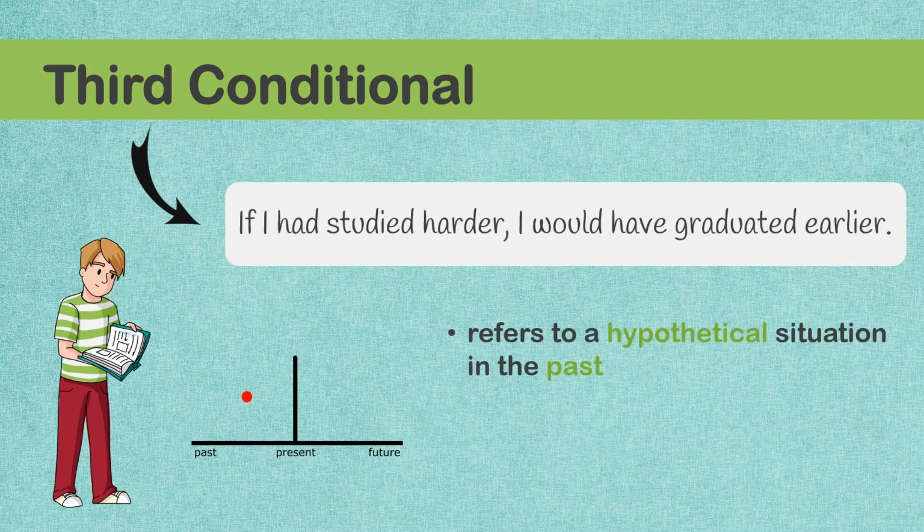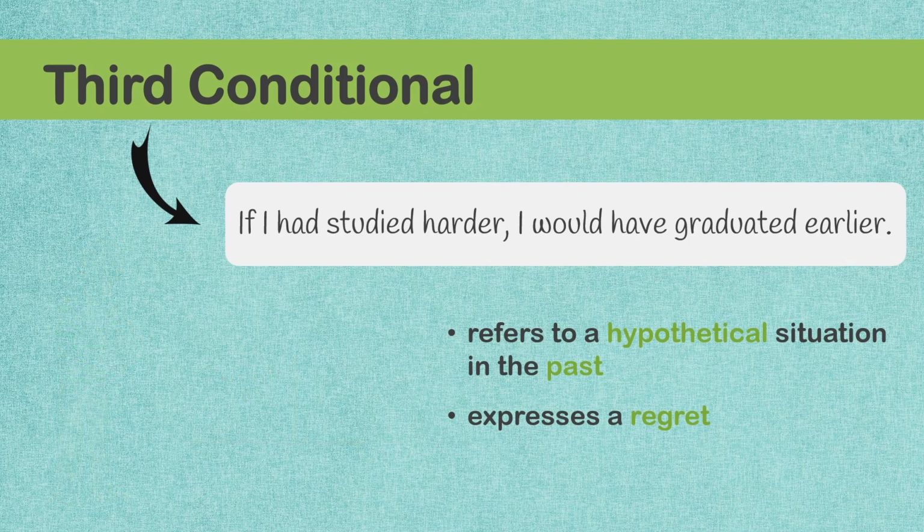Obviously, I can't go back in time and change that. So third conditional helps reflect on how past events might have turned out differently if conditions had been different. For this reason, third conditional is often used to express regrets, as it is doing in this sentence.